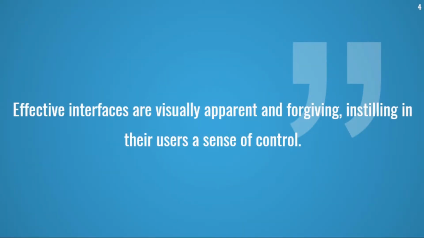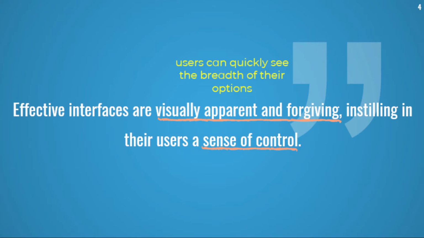Now, we have to understand that effective interfaces are visually apparent and forgiving, instilling in their users a sense of control. When we talk about visually apparent and forgiving, what does it mean? Guys, it simply means that the users can quickly see the breadth of their options. What am I clicking here? What are the things that I need to expect in this website? So they are visually apparent. They are there right away.